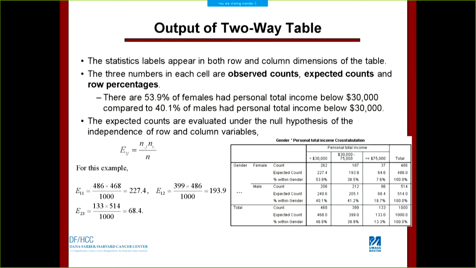Here is the output. We have two variables here. We try to test if there is any association between gender and personal total income. This time, personal total income is a categorical variable with three categories: low, medium, and high income, so a categorical variable with only three values. We try to test whether there is an association between gender and personal total income, and also in terms of percentage.